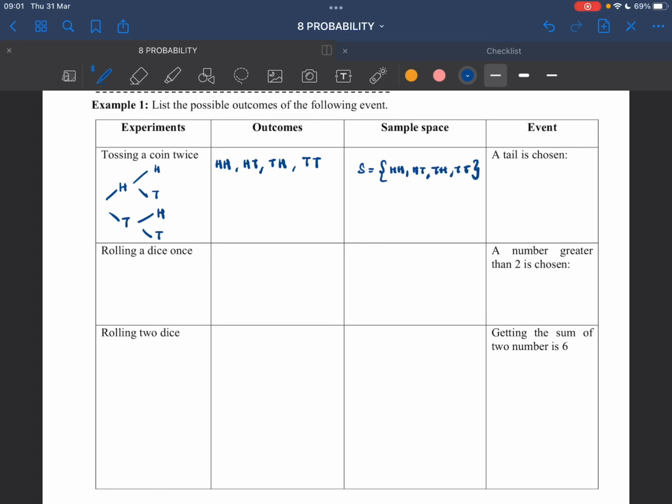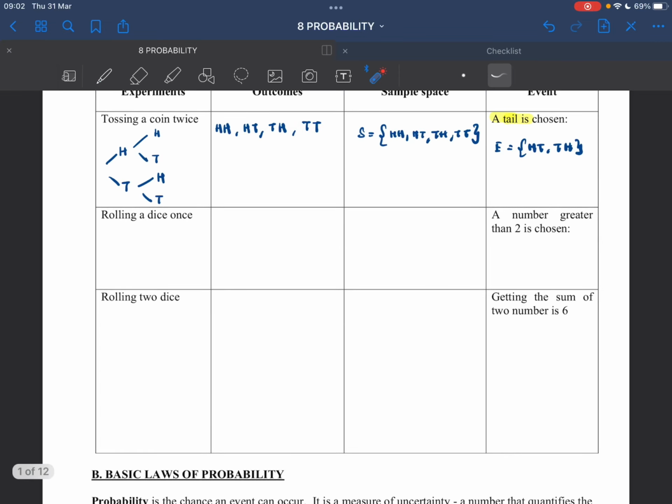And what is the event? As you can see from here, the question says a tail is chosen. From the 4 outcomes, which one consists of a tail? A tail means one tail. So we have HT and TH. The event here will be HT and TH only. TT is not included because there are 2 tails. You only need to choose one tail, a tail.